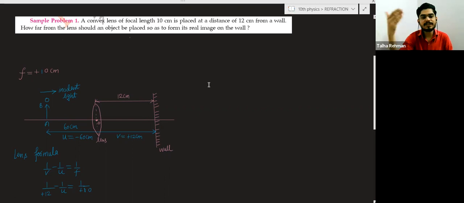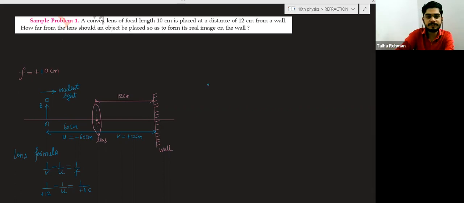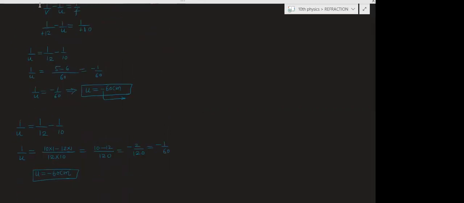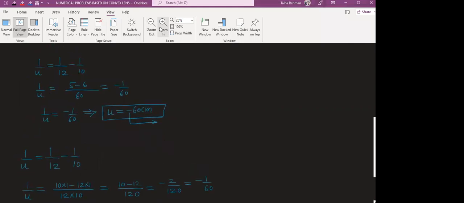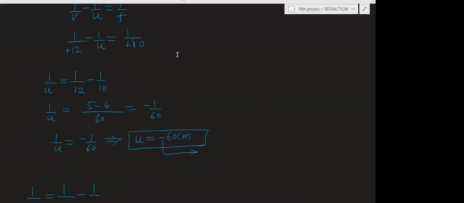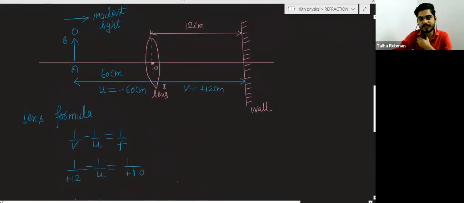Why is the focal length plus 10 centimeter? Because it is a convex lens. Done? Completely done? Yes, sir. So you got how to solve the numerical? Yes, sir. So the sign convention, you can see, is very important. So, another question.